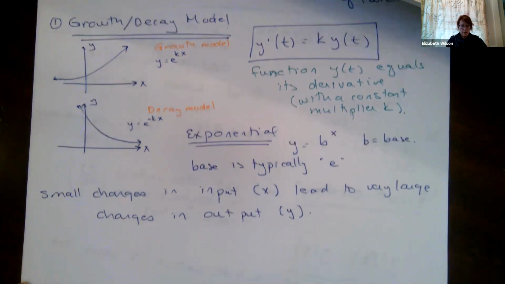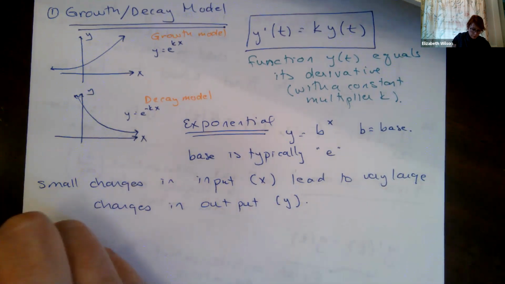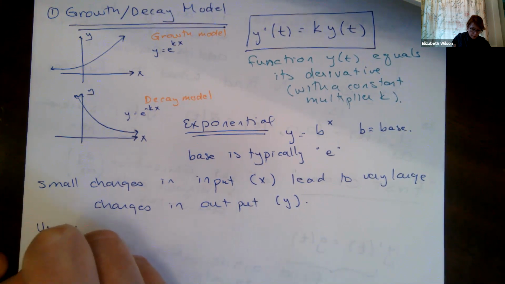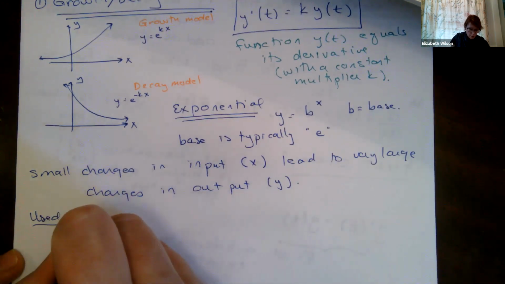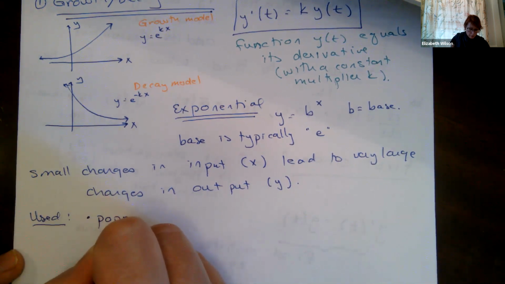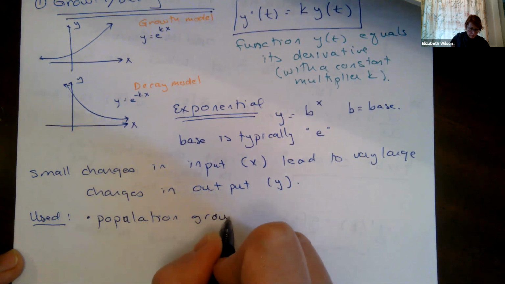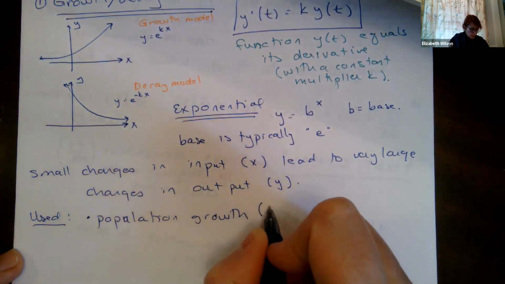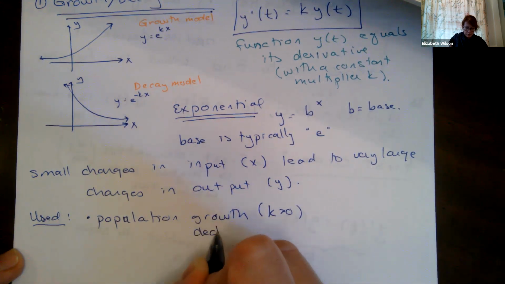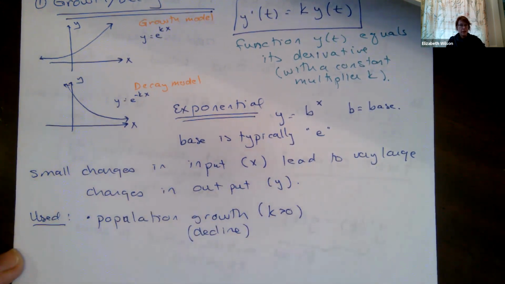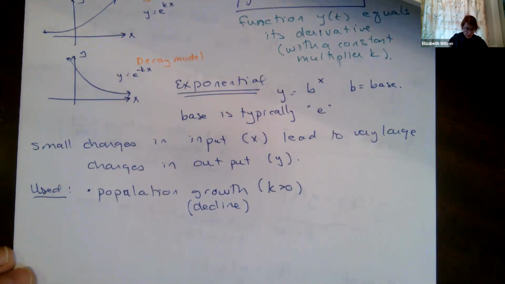So where does this get used? In what types of real world things do we use this? We use this to model population growth. This is all k greater than 0, population growth or decline, where k is some positive value. It's our initial value that we're starting with.